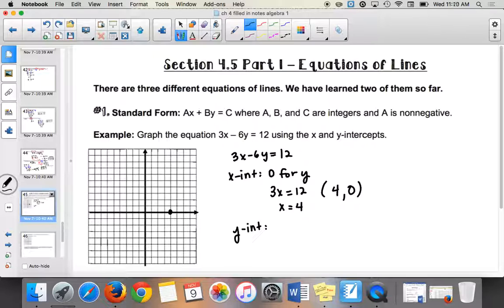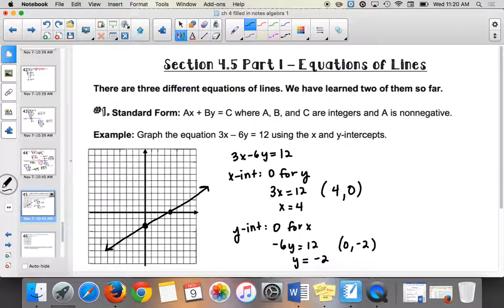For the y-intercept, we plug in 0 for the x. Some of you guys are finding it already. So you said you have negative 6y equals 12, so y equals what? Negative 2. So it's going to be what point? 0 comma negative 2. You plugged in 0 for the x and got a y value of negative 2. So 0, negative 2. And then we just graph our line. Okay, so that's a pretty straightforward way.